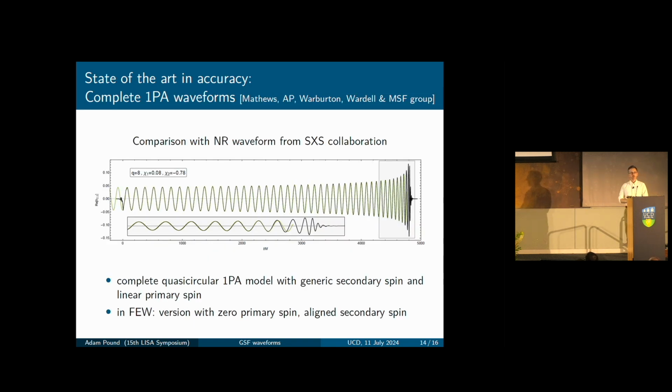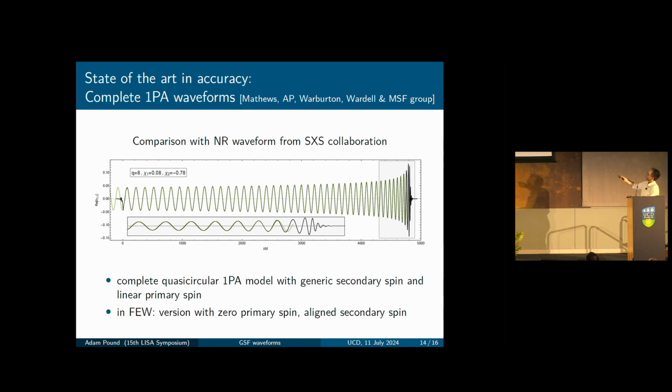Okay, all of that is about covering all the qualitative ingredients, covering the parameter space. But as I mentioned, the goal is to get 1 PA accuracy over the whole parameter space. So where are we with 1 PA waveforms? Here I'm showing you the best model we currently have. So this is the outcome of a very long collaboration between Southampton, myself, and people at UCD. And now we have a much larger group of collaborators all working on developing these 1 PA waveforms.